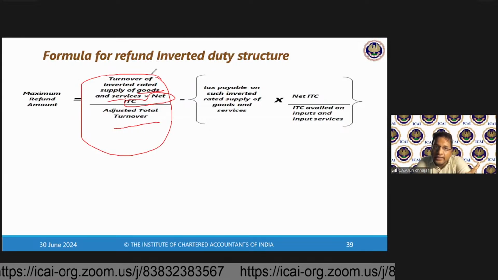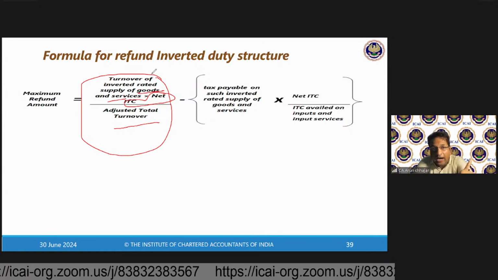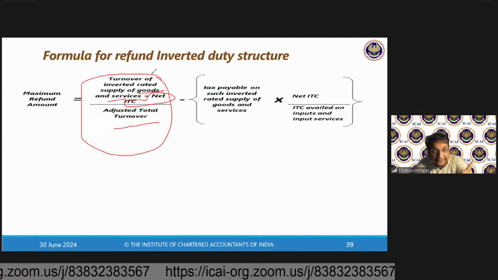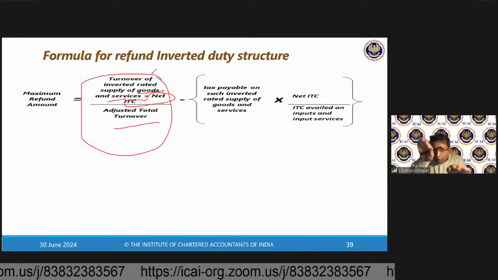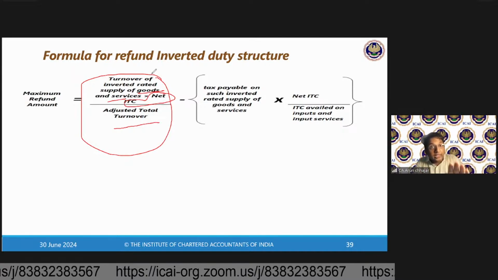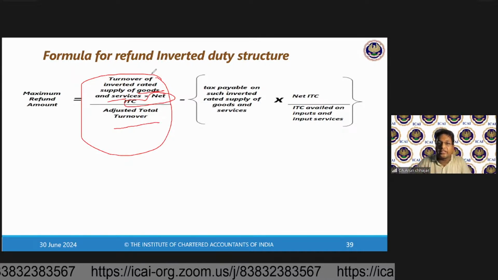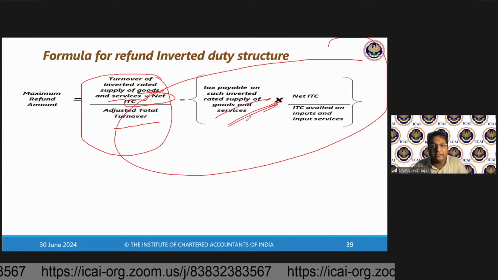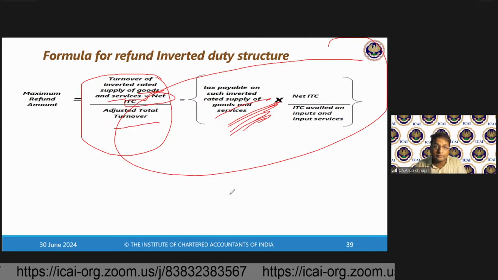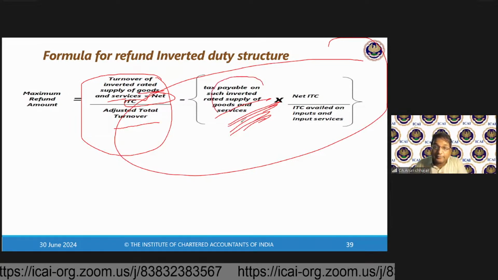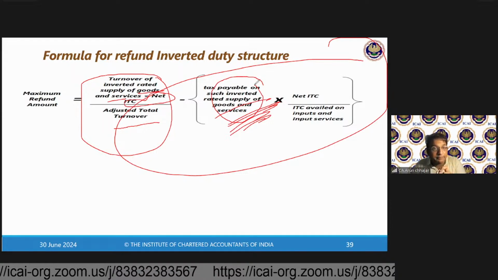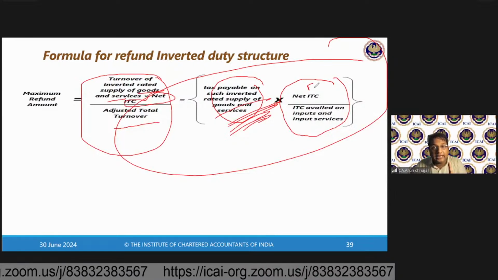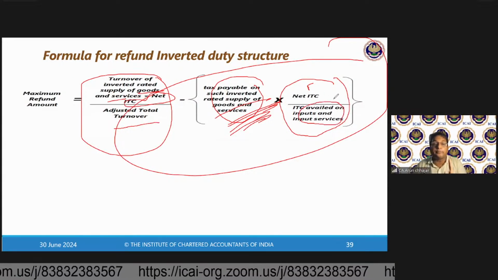But in case of the export made under LUT, are they paying any tax? Answer is no. But in case of the inverted duty, are they paying tax? Answer is yes. The rate of the taxes would be lower compared to input. That is okay. But they are paying some taxes, right? So therefore, some part is being reduced. Whatever the tax payable on the inverted, this is being reduced, while tax payable on inverted rated supplies is not completely reduced. It is being reduced in proportion. What is the proportion? Net ITC divided by ITC of input and input service.